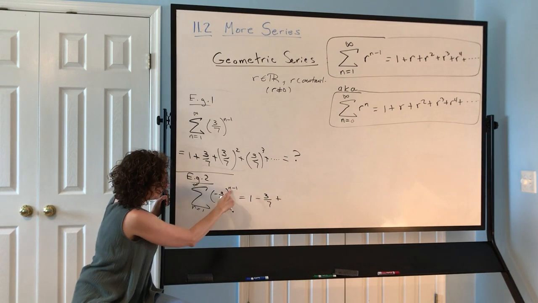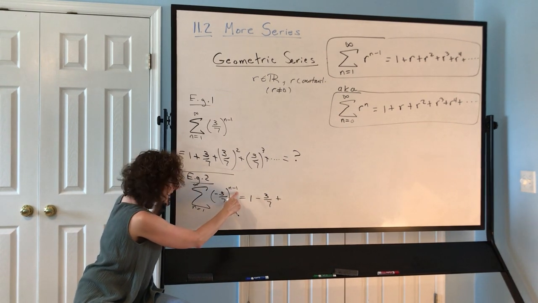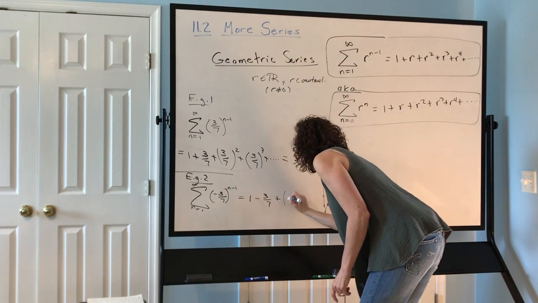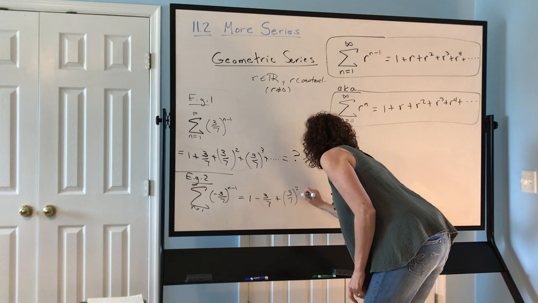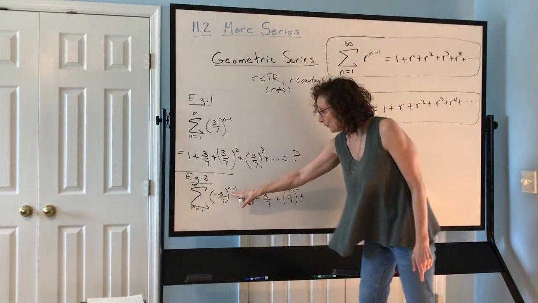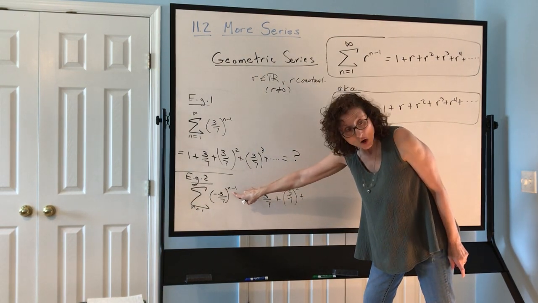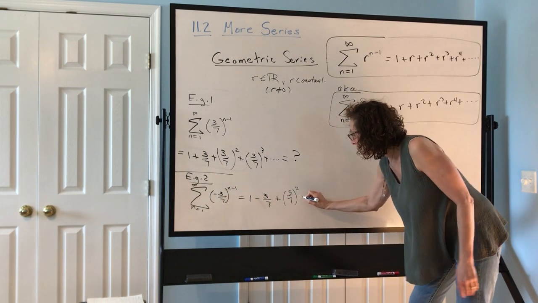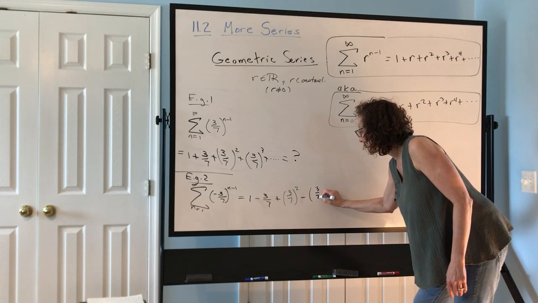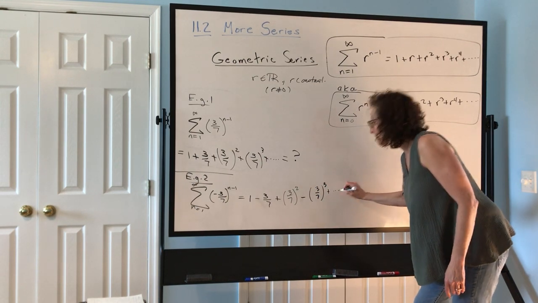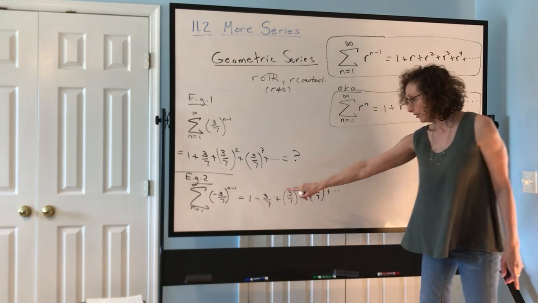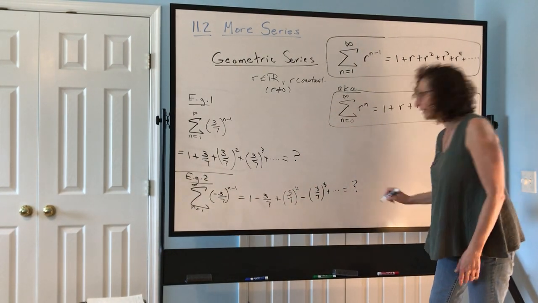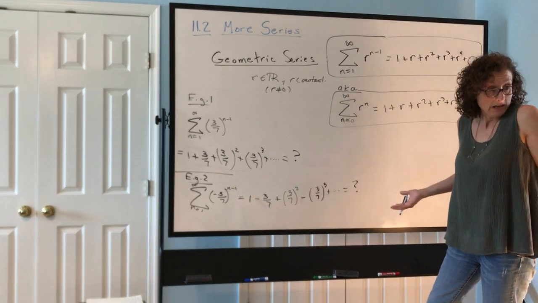And then when n is 3, 3 minus 1 is 2, and anything squared is positive, so we have plus (3/7) squared. Then the next one, when n is 4, 4 minus 1 is 3, that's odd, and a negative to an odd power is going to be negative, so it's not plus. Nope, it's going to be minus (3/7) cubed. And it's going to continue that pattern, plus minus, plus minus, plus minus. And again, the question is, does this add to anything finite? If so, what can we say?